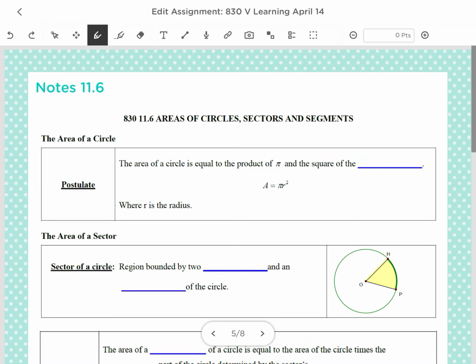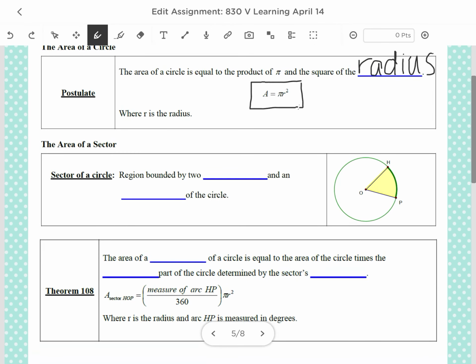11.6, we're going to work specifically on finding areas of circles and then more specifically finding area of sectors, which we'll get more to in a minute here. So to start off with, remember that the area of a circle is equal to the product of pi and the square of the radius. So area of a circle, the formula right there is A equals pi times radius squared.